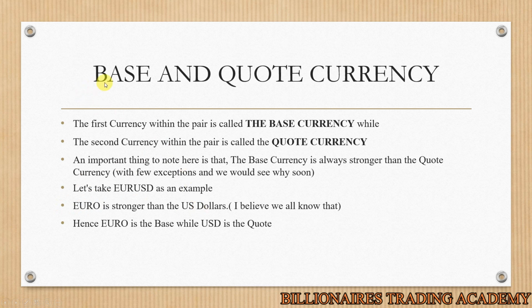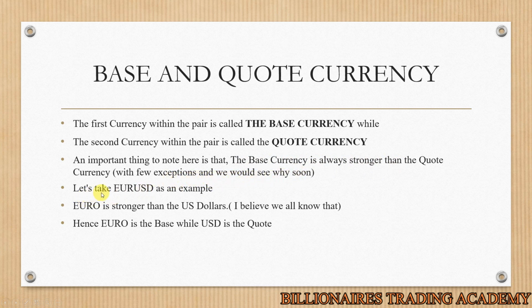So let's talk about the base and the core currency. The first currency of the pair is called the base currency. So if a pair is listed, let's say Euro USD, the first currency of that pair is called the base currency, while the second currency is called the core currency. An important thing to note here is that the base currency is always stronger than the core currency, with few exceptions, and we'll see why.